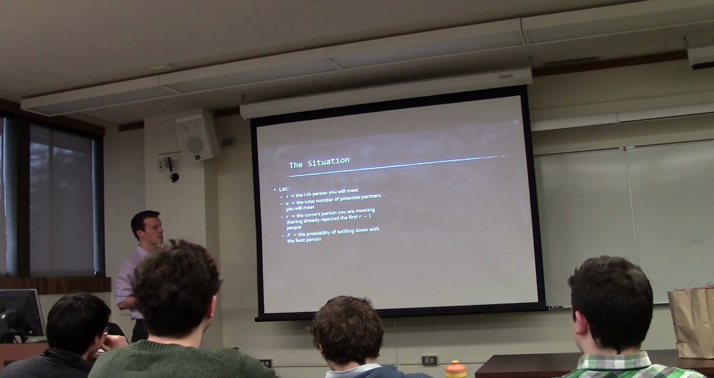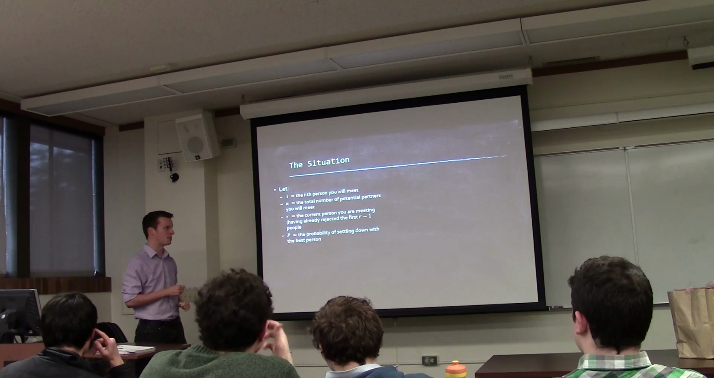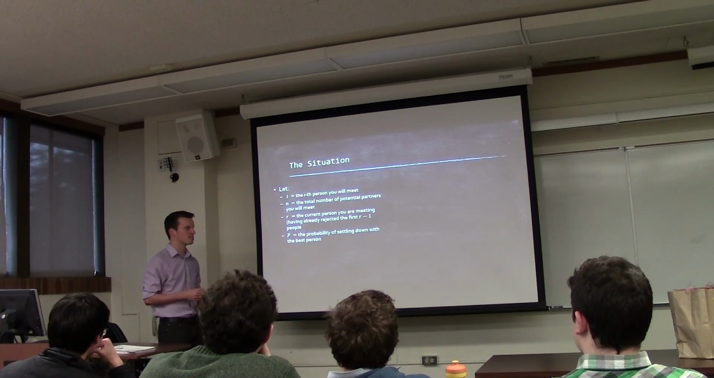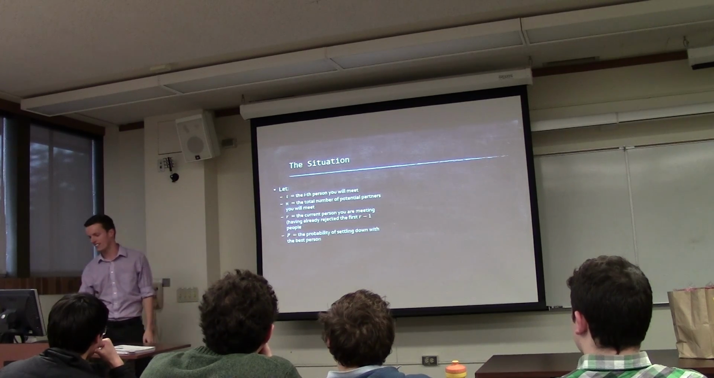R is the current person you're meeting. This means that you've already rejected the first R minus 1 people. And lastly, P is the probability that you're settling down with the best person. So P is what we eventually want to figure out, and then also maximize.